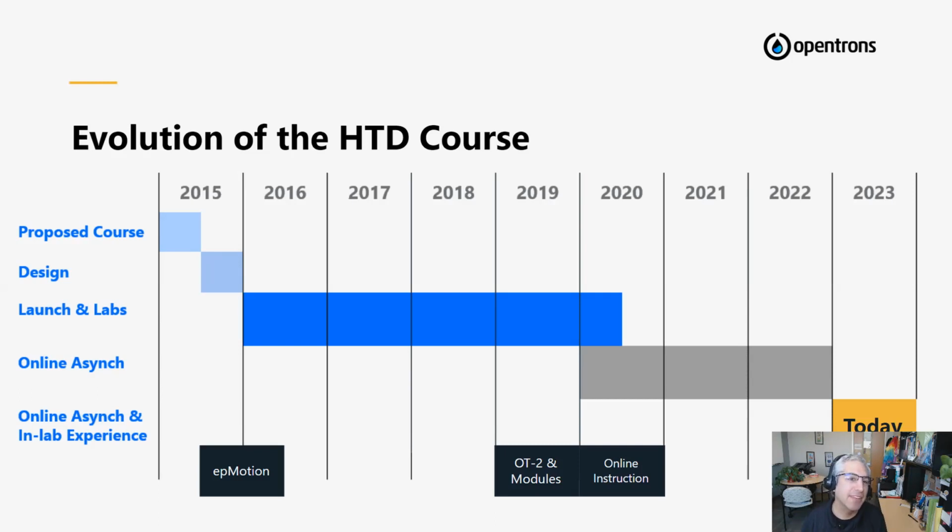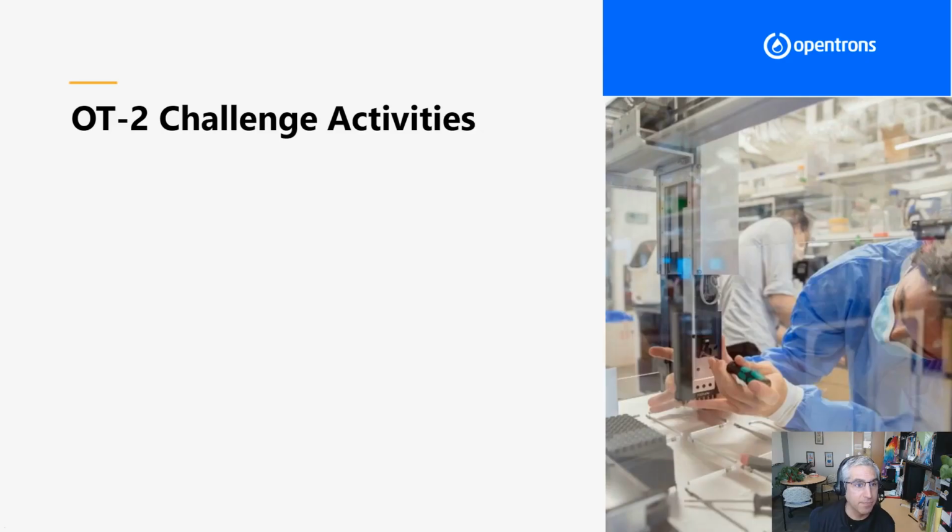And in the spring of 2020, we switched to online, and we developed a completely online asynchronous high throughput discovery course I want to talk to you about. And this was with lots of help from OpenTrons and Zymo. And today we're back to in-person labs, but we still are using several of those components from the online experience.